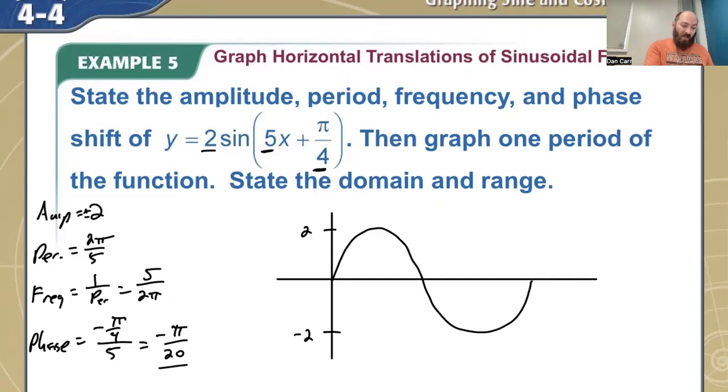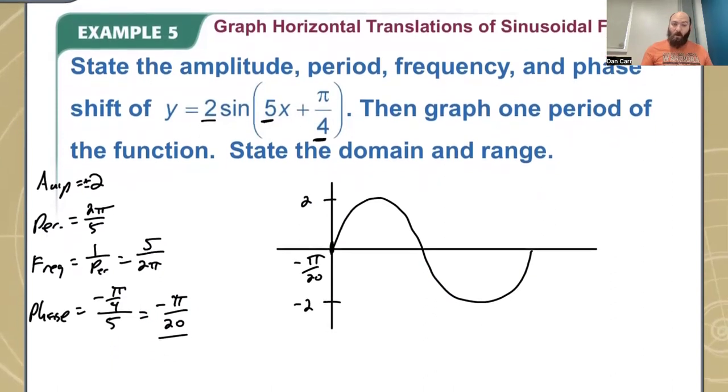Normally sine is starting at 0, 0 here. But because of the negative pi over 20 for my phase shift, this is actually starting at negative pi over 20. That's my first value there. For the rest of the graph, I want to model 4 more key points. When you look at the normal sine function, it goes 1, 2, 3, 4. This one's the maximum, then it crosses again, then it's the minimum, then it crosses again. So that's what we're trying to model there.